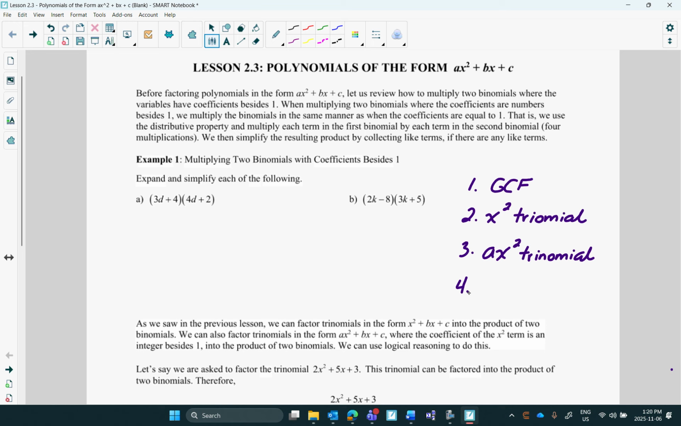Like the previous type of factoring, we started with multiplying binomials. You remember how many multiplications you have to do when you multiply this by this? 4. You have to take the 3D and multiply it by everything in the second set, and take the 4 and multiply it by everything in this.